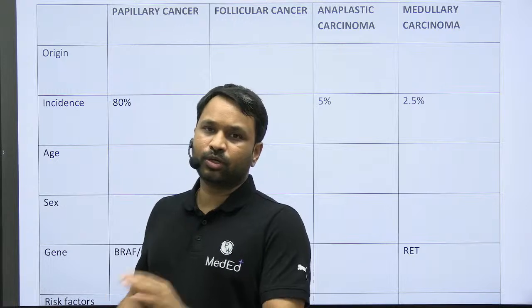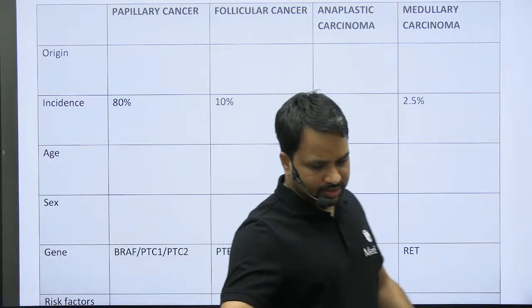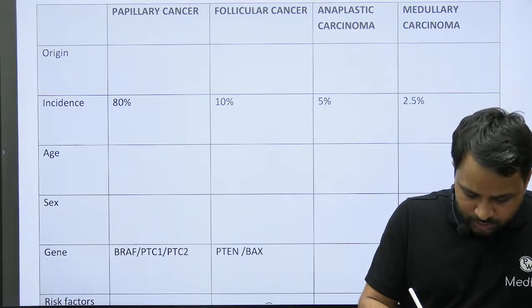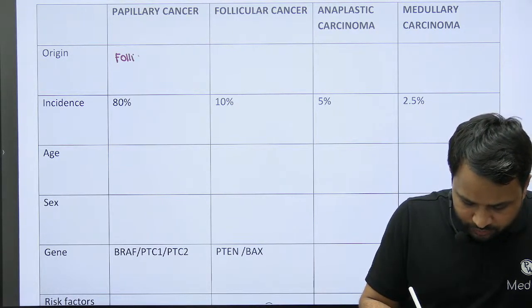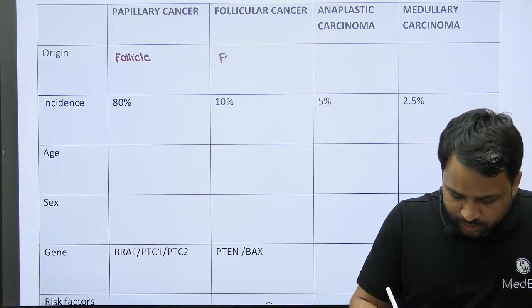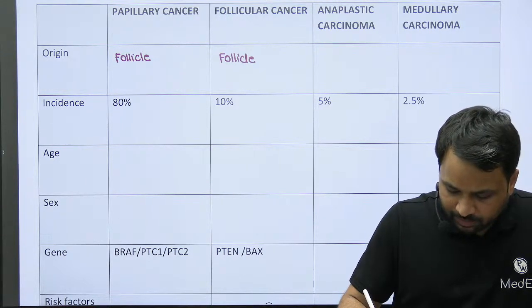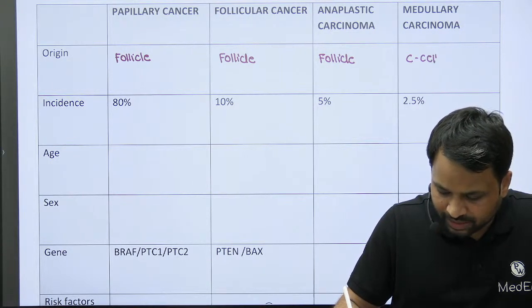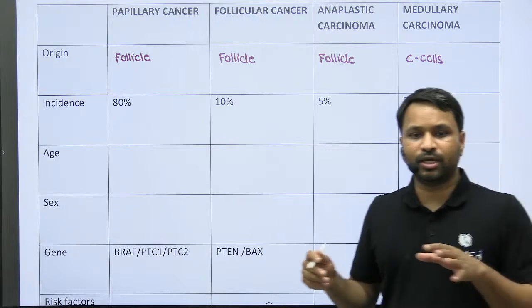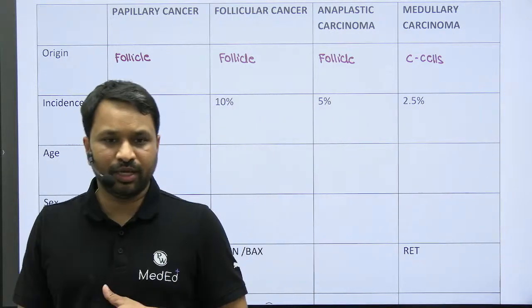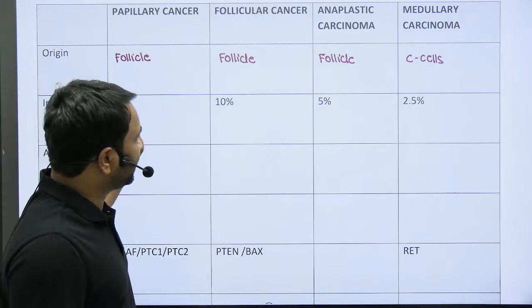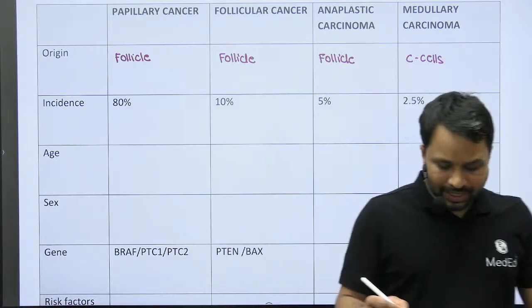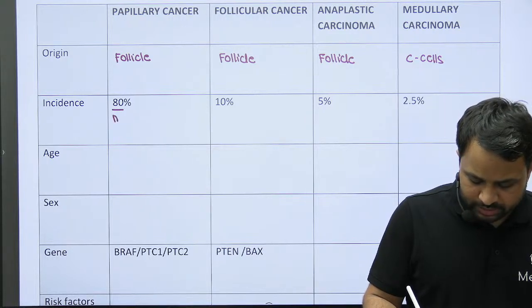Now, when we talk about the malignancies, we have the 4 varieties. We have already dealt with most of the data. We'll try to reanalyze. Papillary cancer thyroid originates from the thyroid follicle. Follicular cancer thyroid will also originate from the thyroid follicle. Anaplastic will also originate from the thyroid follicle. Medullary cancer thyroid will originate from the parafollicular C cells. So based upon the origin, you will be able to differentiate that these 3 malignancies are follicular and medullary cancer thyroid originates from the C cells.